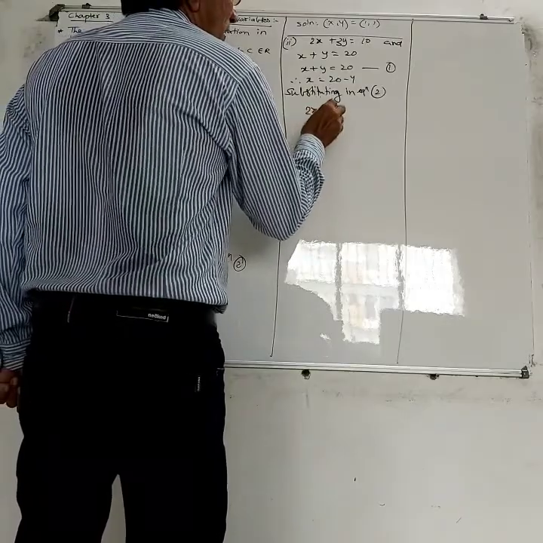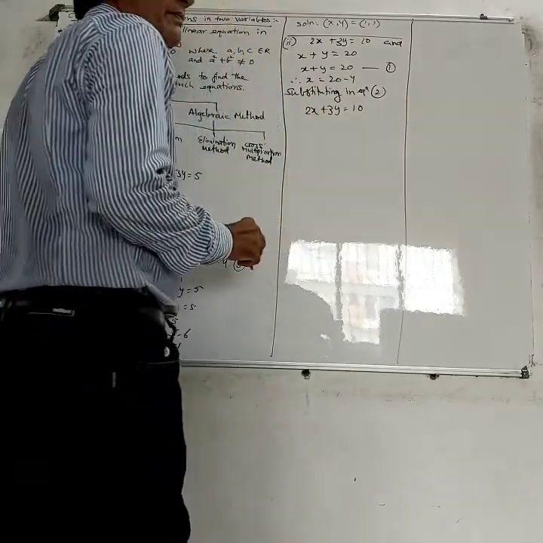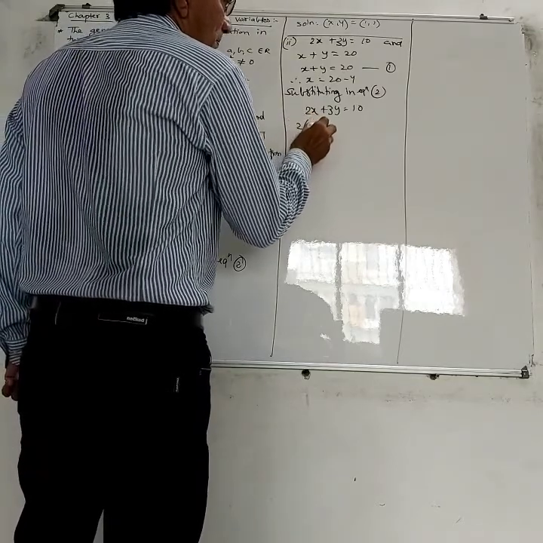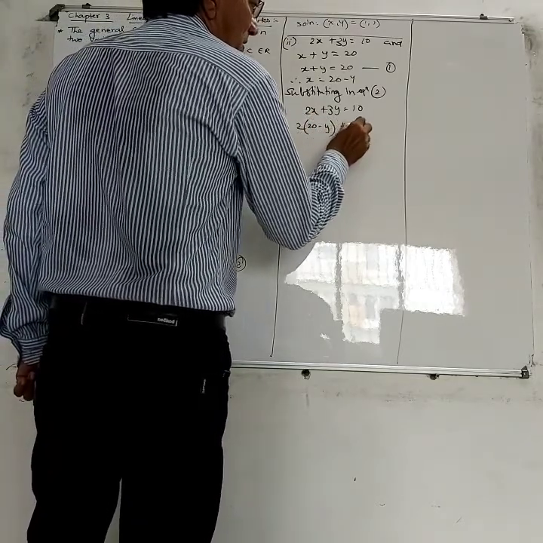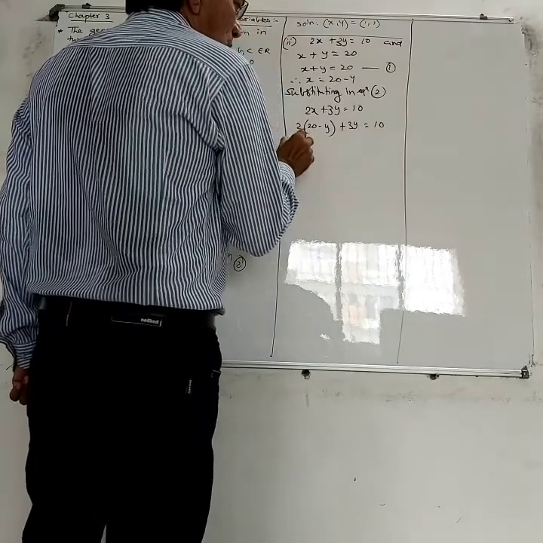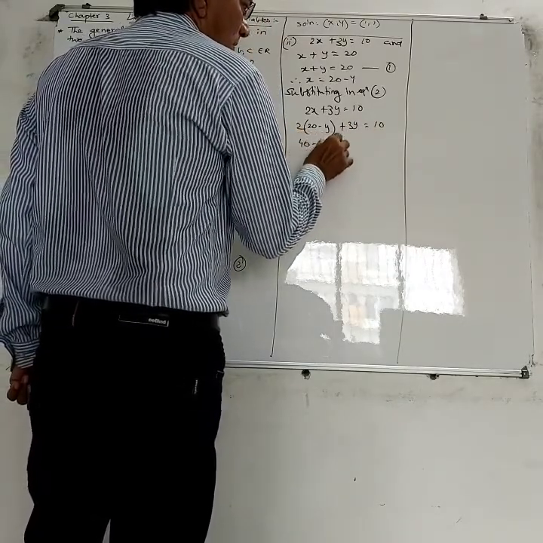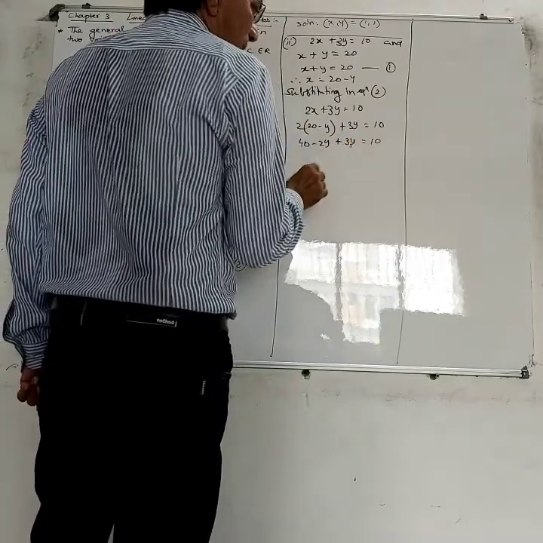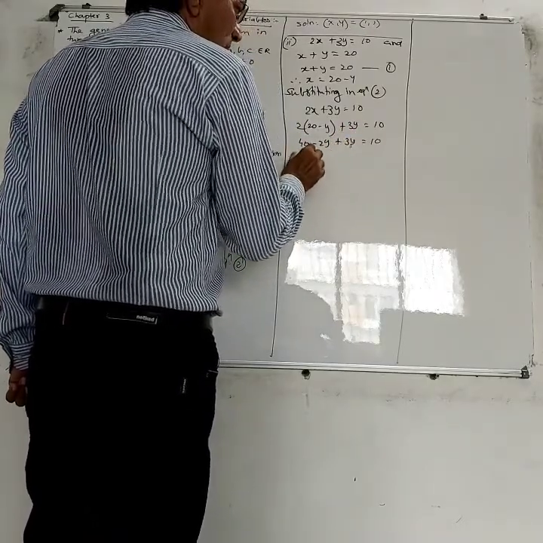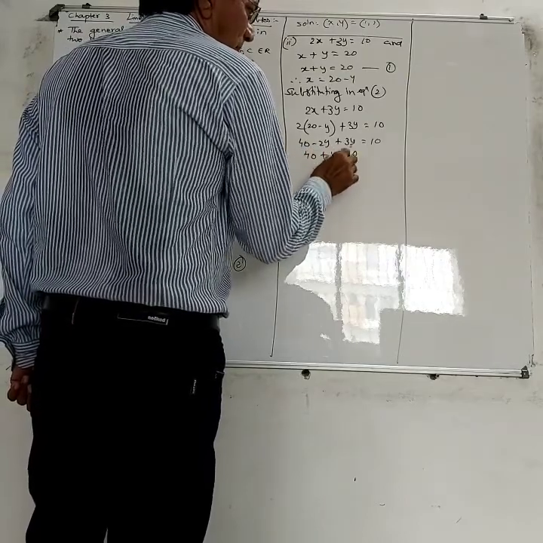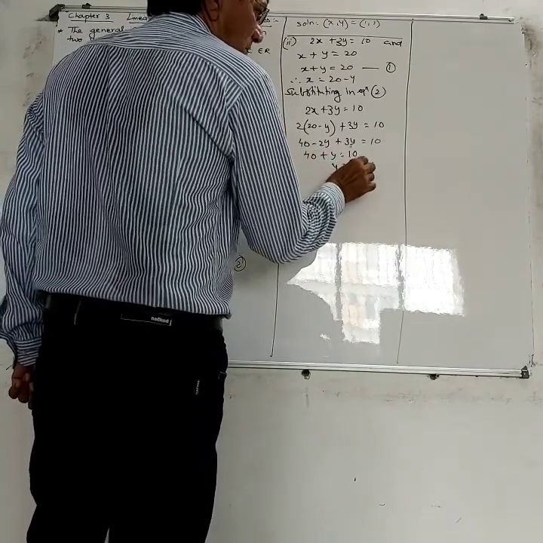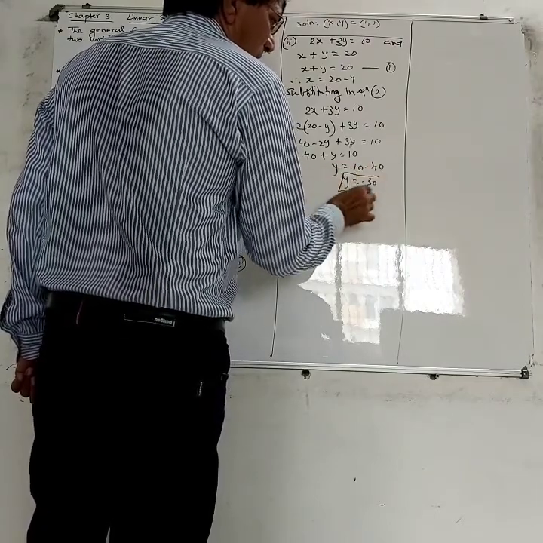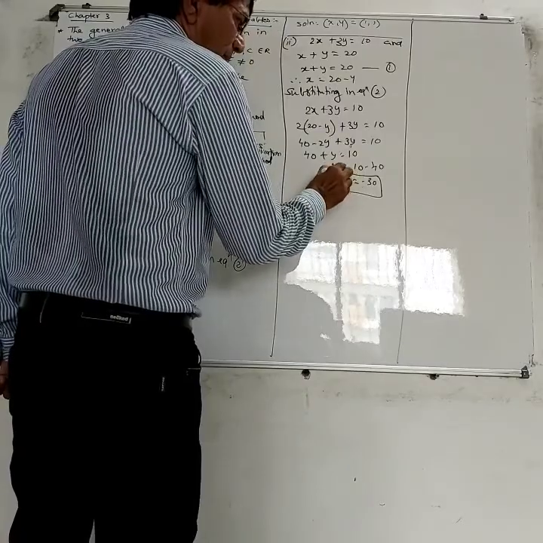2x + 3y = 10. So, 2 into x, x is 20 - y, plus 3y is equal to 10. 2 2s are 40 - 2y + 3y is equal to 10. Or 40 + y = 10. y = 10 - 40. y = -30. This is the value of y.